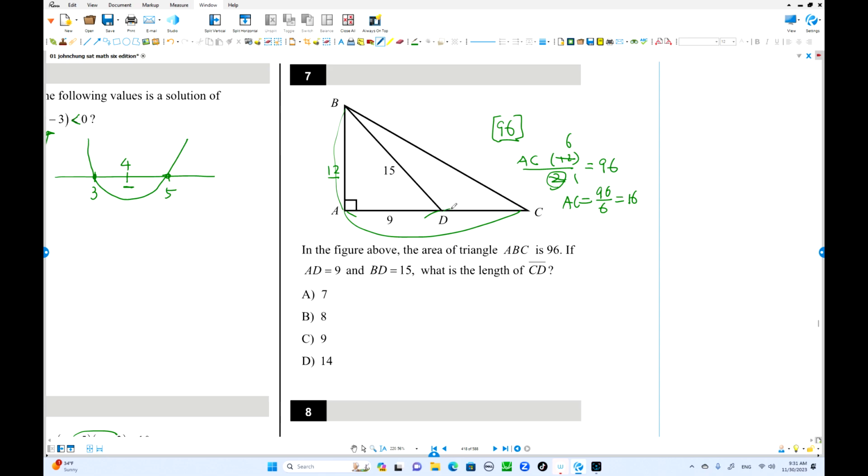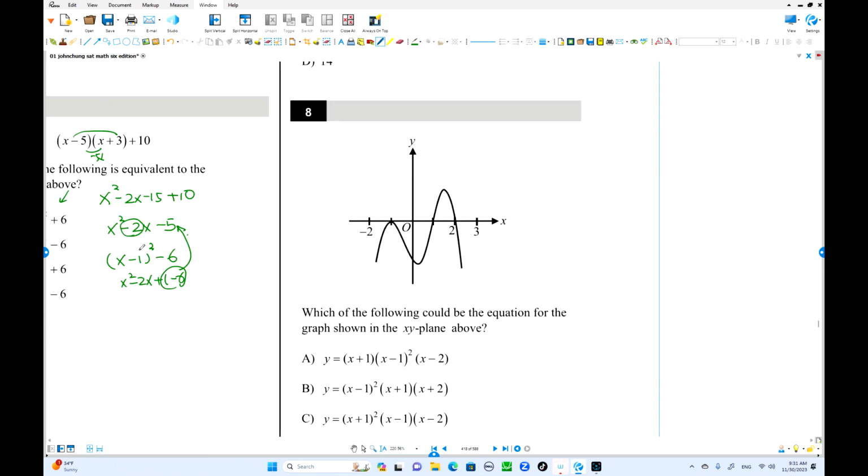Okay, what is the length of this one? 16 minus 9. Okay, that is the length of this side. 7 is the answer. Okay. Here is the number 8.